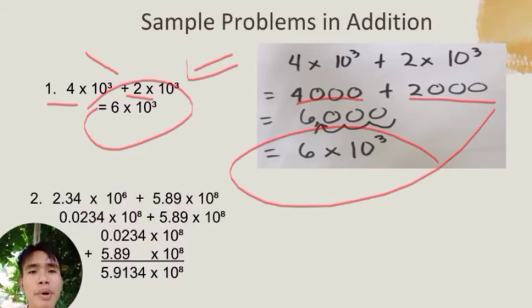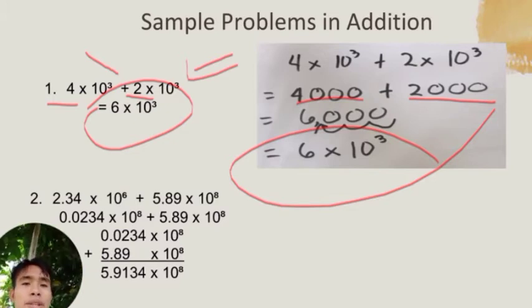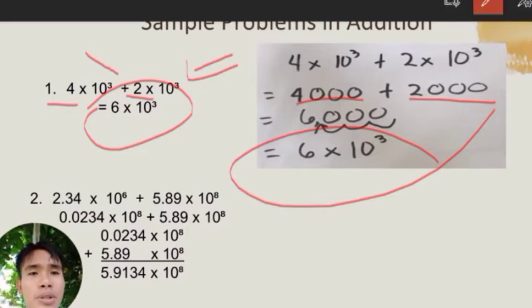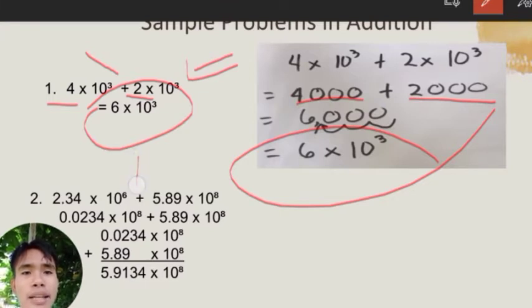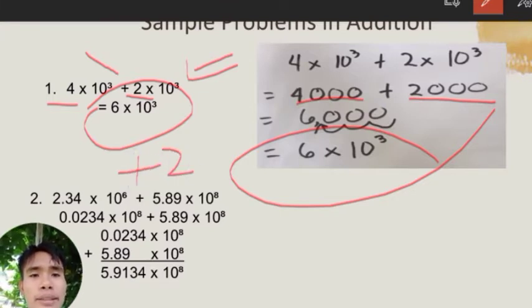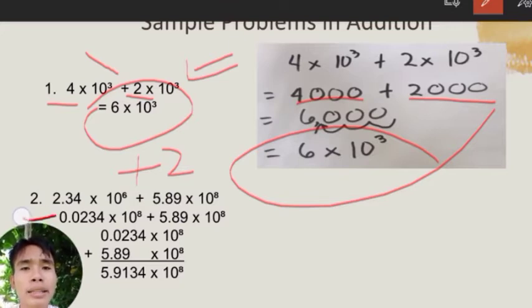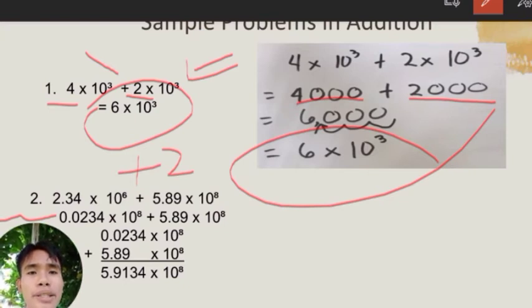Next is 2.34 times 10 to the power of 6 plus 5.89 times 10 to the power of 8. So we've noticed here that they have different exponents. One is 6, the other is 8. So in order to proceed with addition, we'll make the exponents the same. This 6, we add 2 to make it 8. Then move the decimal by 2 because we added 2. So it becomes 0.0234 times 10 to the power of 8.